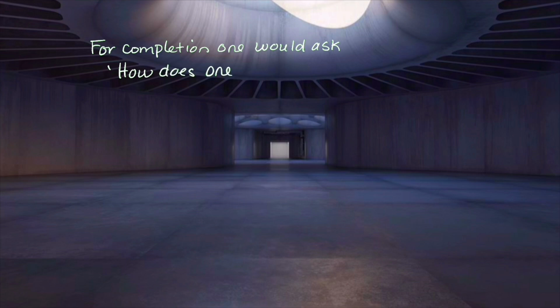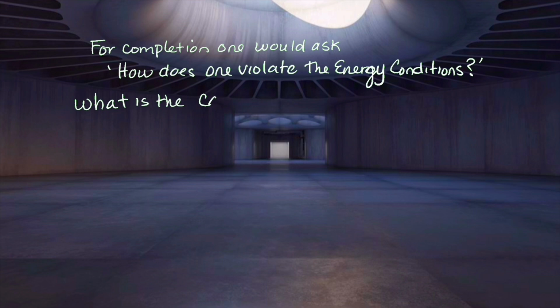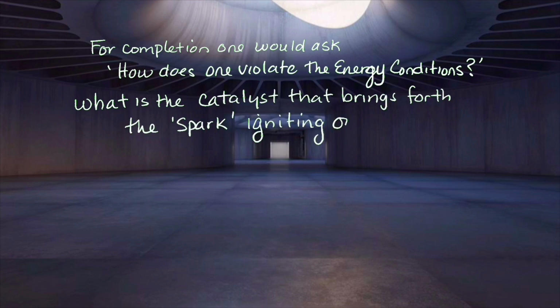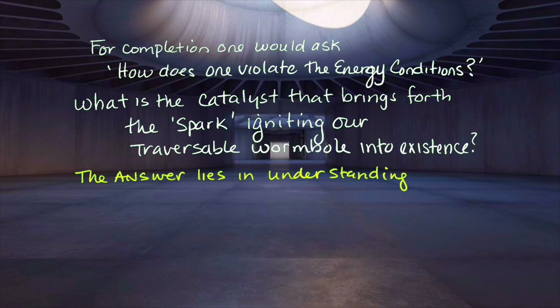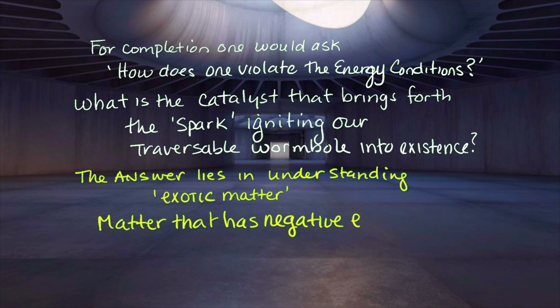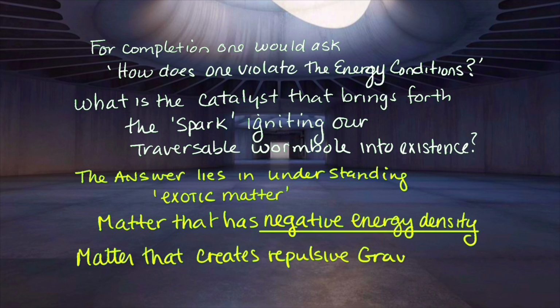For completion, one would ask, how does one violate the energy conditions? What is the catalyst that brings forth the spark, igniting the traversable wormhole into existence? Well, this answer lies in understanding what and if exotic matter is possible. Matter that has a negative energy density. Matter that creates repulsive gravity. What some people might mistake as anti-gravity.